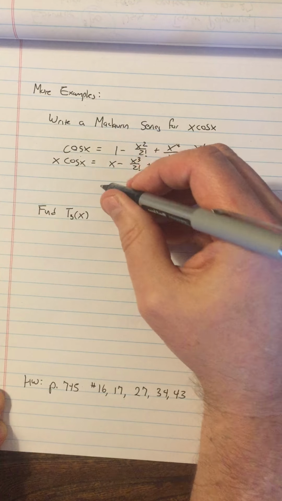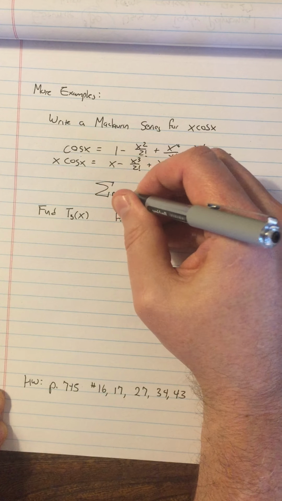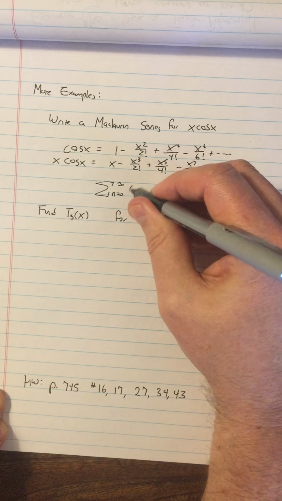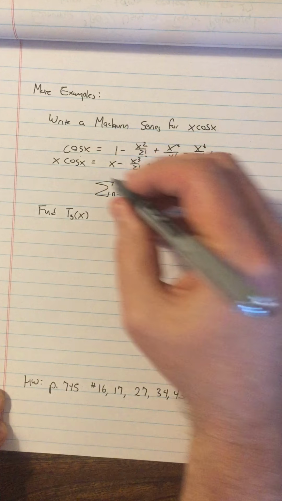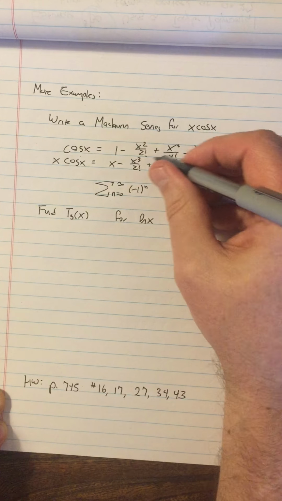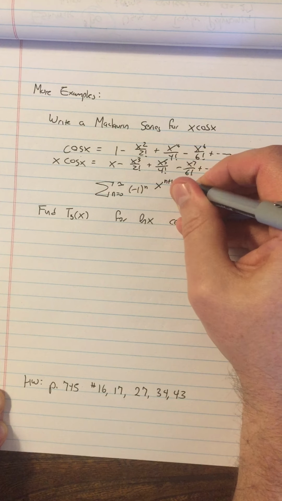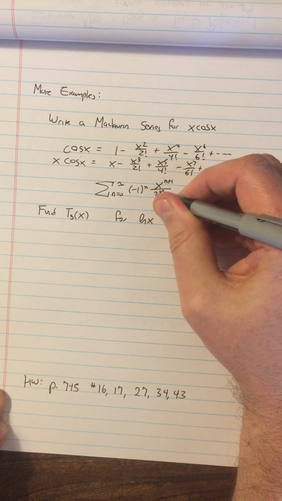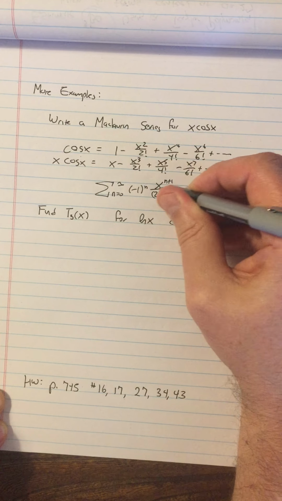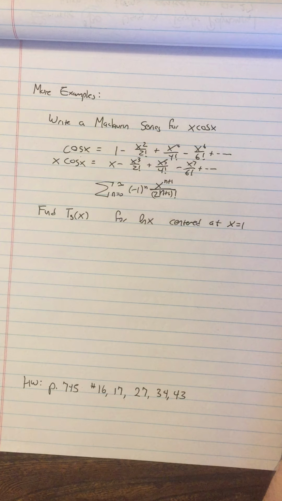It'd be nice if I can write that in a summation notation. So it's the sum from n equals 0 to infinity, negative 1 to the n to get the alternation, checking my first term is positive. It looks like my numerator is going to be x to the 2n plus 1, and my denominator is going to be 2n plus 1 factorial. Yeah, so that's pretty nice.